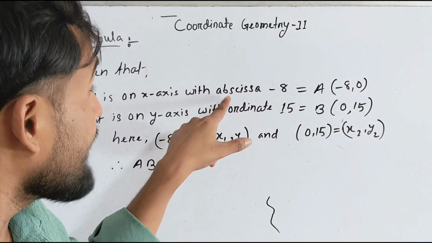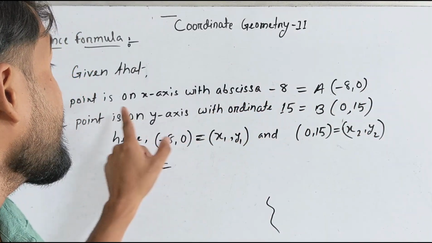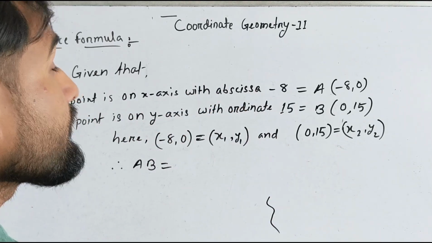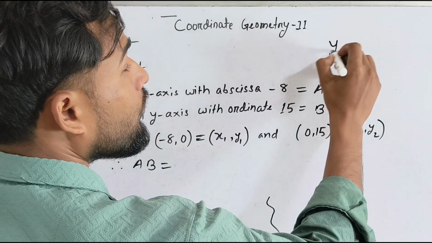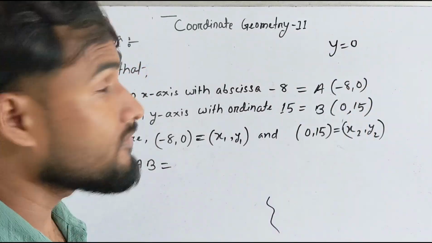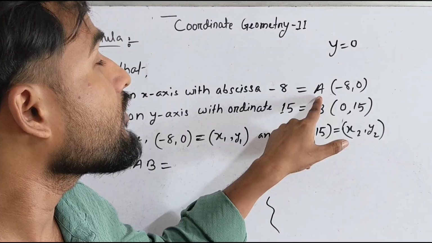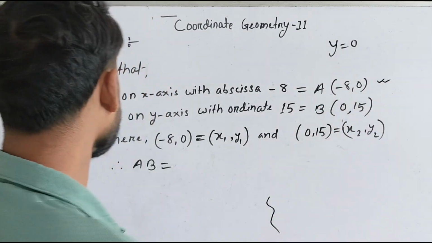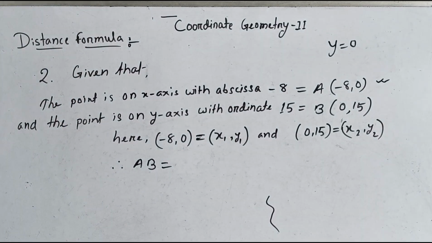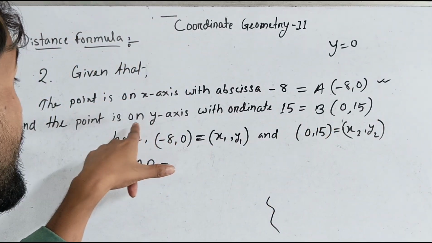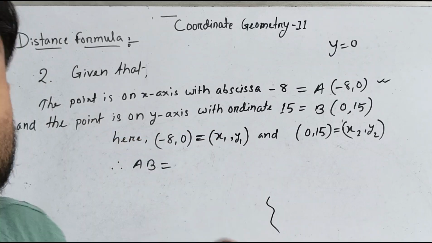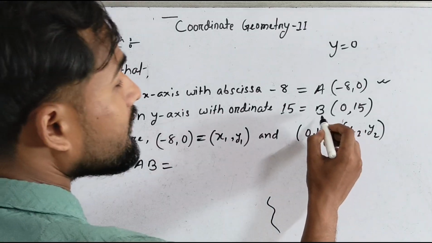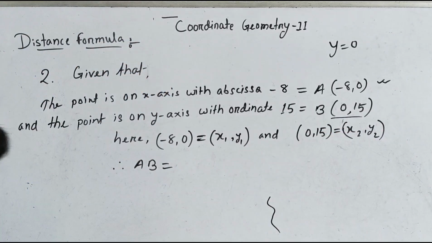Then it will be the point A(-8, 0). Since the abscissa is -8 and the point is on the x-axis, the y coordinate will be 0. That's why point A will be (-8, 0). Okay, first thing over. Second thing is, since the point is on the y-axis, the x coordinate will automatically be 0. That's why point B will be (0, 15).